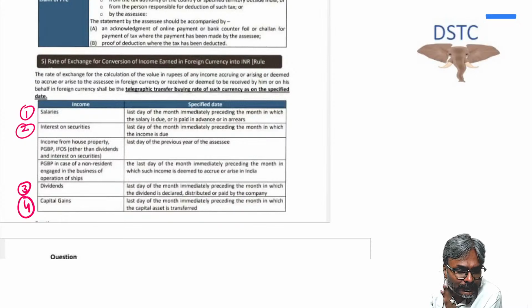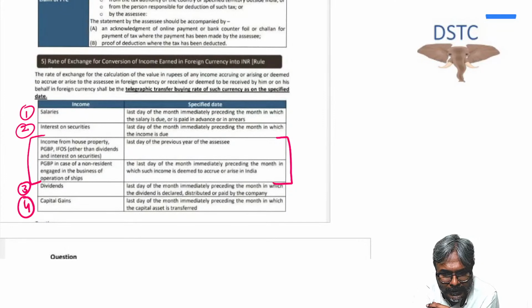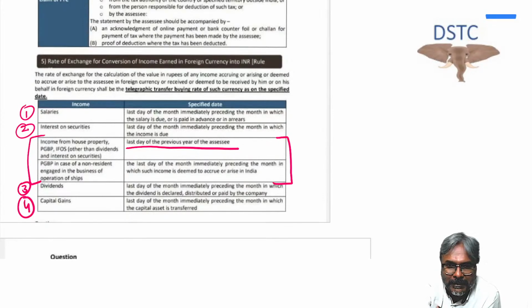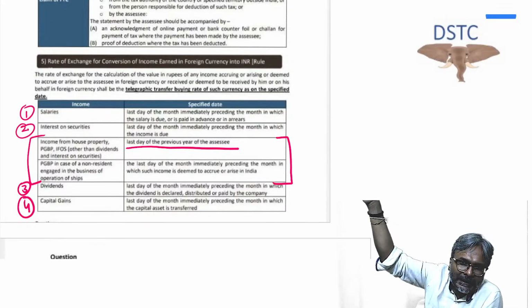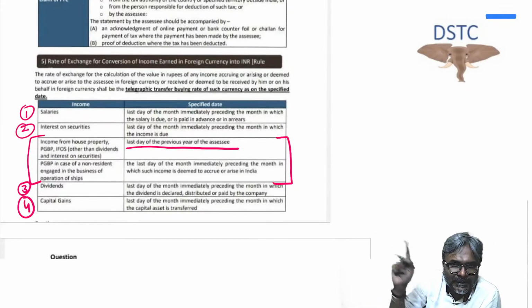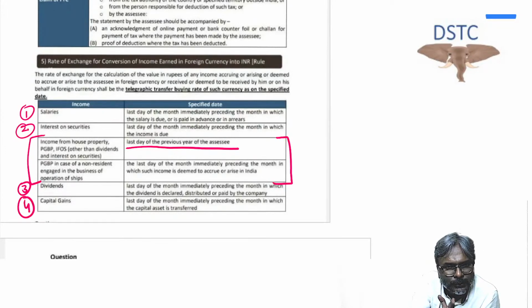Now, apart from these four incomes, how are you going to approach all the remaining income? You simply take the last day of the previous year. Which are the other incomes? PGBP and income from house property. So for PGBP and house property income, if it is in foreign currency, you will convert at the TT buying rate as on the last day of the previous year, which is 31st of March. That is how you do the conversion.